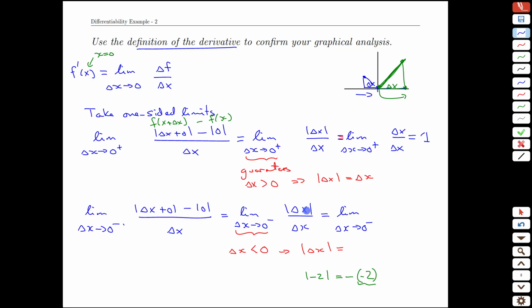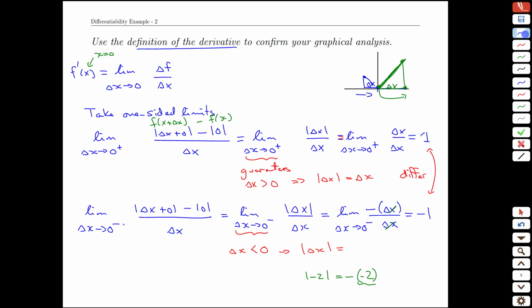Because what's inside is negative, we want to make it positive. We're going to have to multiply by yet another negative. That makes this whole thing positive overall. And we see that we get the same kinds of cancellation except with that negative sign. So if you guessed earlier that the slope coming from the left was negative 1, you're absolutely right. And we see that these two values are different. These differ from each other.